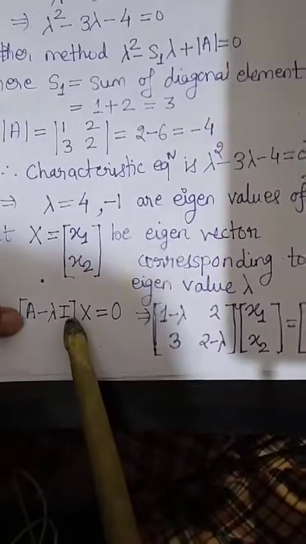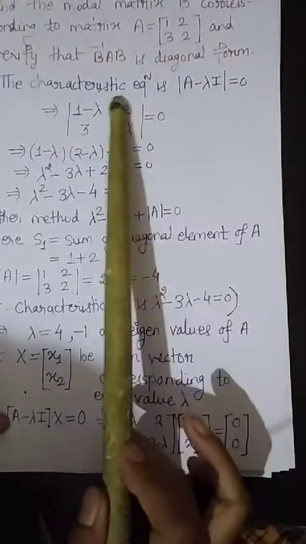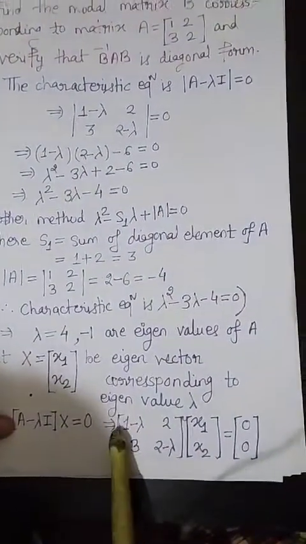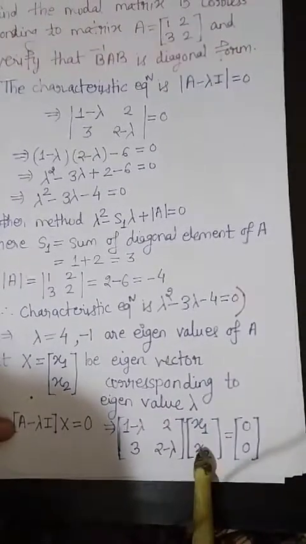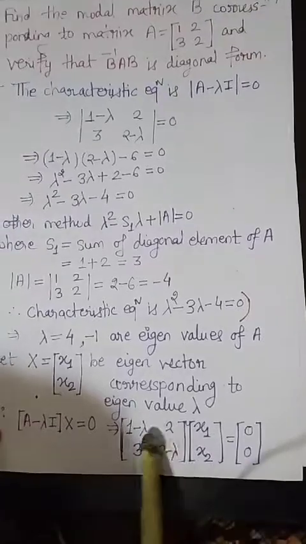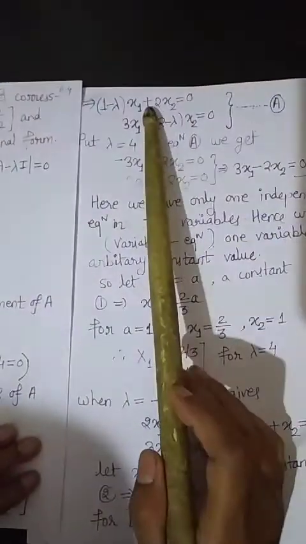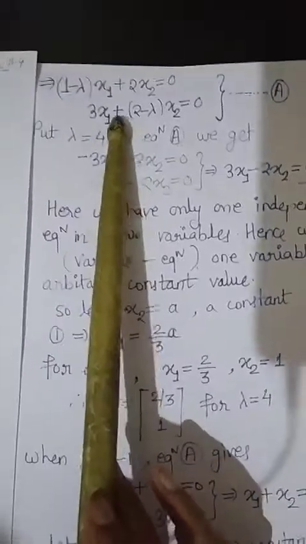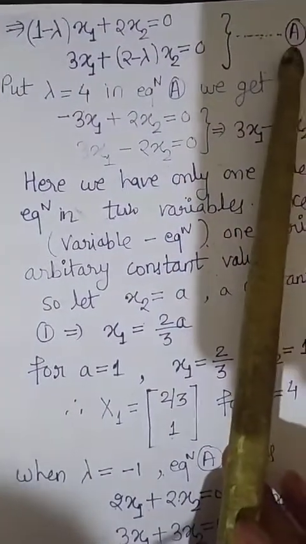Substitute A minus lambda I. We already have A minus lambda I in the determinant, so write these elements in matrix notation. It is the matrix [1 minus lambda, 2; 3, 2 minus lambda] times [x1, x2] equal to [0, 0]. Let us simplify this matrix, multiply these two. So we have (1 minus lambda) times x1 plus 2x2 equal to 0, and 3x1 plus (2 minus lambda) times x2 equal to 0. This is equation number A.